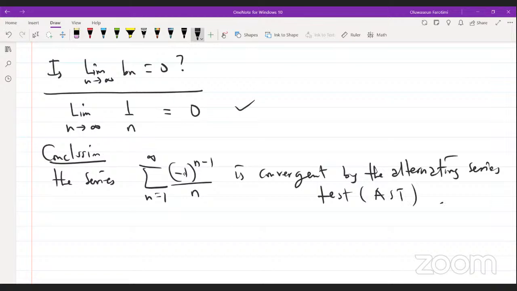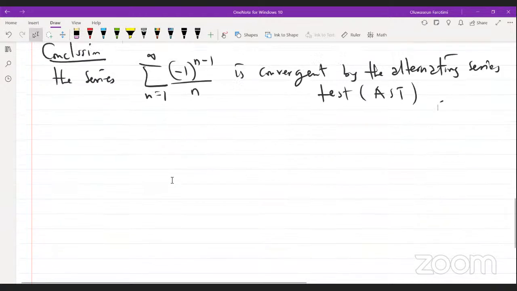Makes sense? With respect to the AST, what are you doing? You're going to check firstly, is your b sub n decreasing? You got to be able to show that. Number two, is the limit of b sub n equal to 0? Once those two conditions are satisfied, then the series is convergent by the AST.